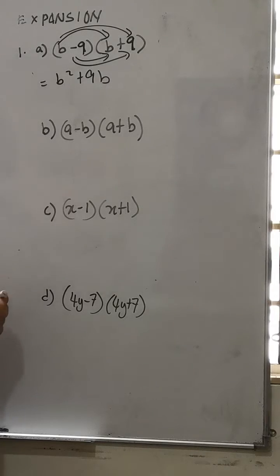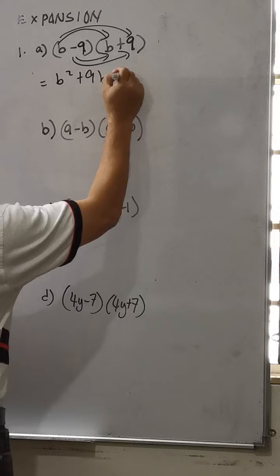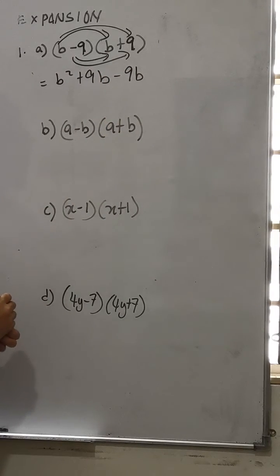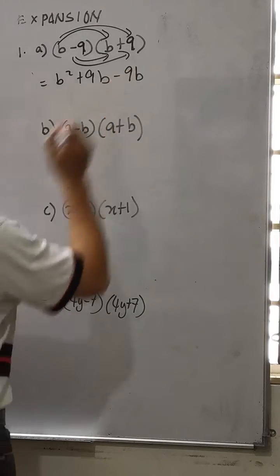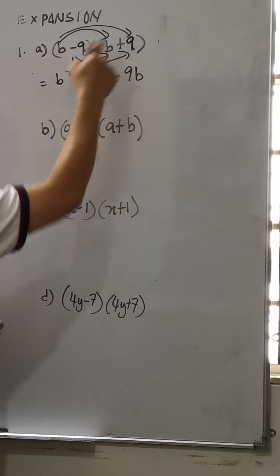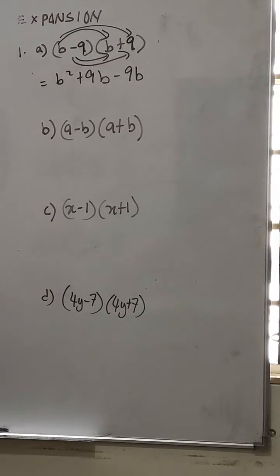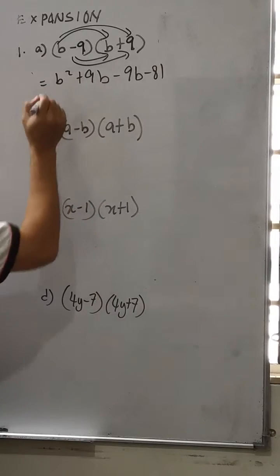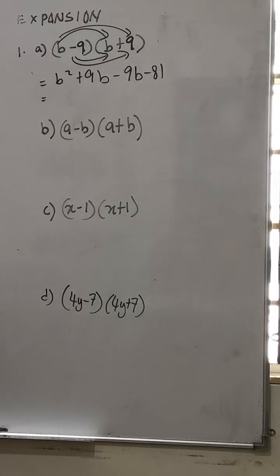Then negative 9b, correct. And negative 9 times 9 is negative 81. So is there anything you can simplify? The middle. Okay, so it becomes what?